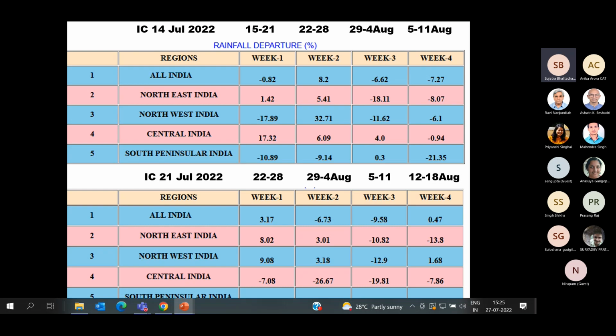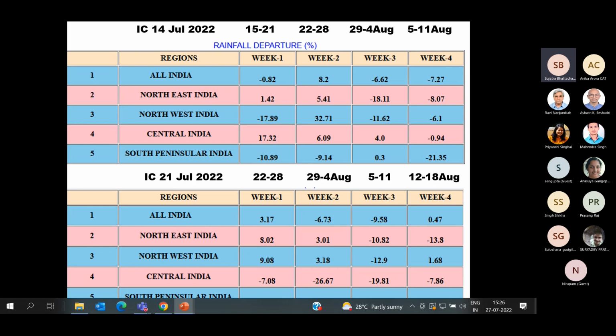Okay, but look at the next week. Next week it is minus 6.73. So it is predicting not a break, but a weakening of the monsoon in the next 1 week and the week after. So it looks like in the period from the end of July to 4th August and 5th to 11th, the Indian monsoon will be weaker than normal by around 6 to 8%. Okay, but later, in the 4th week, it will recover back to normal. That's what it's saying. And you can see a slight difference between the forecasts of 14th and 21st.